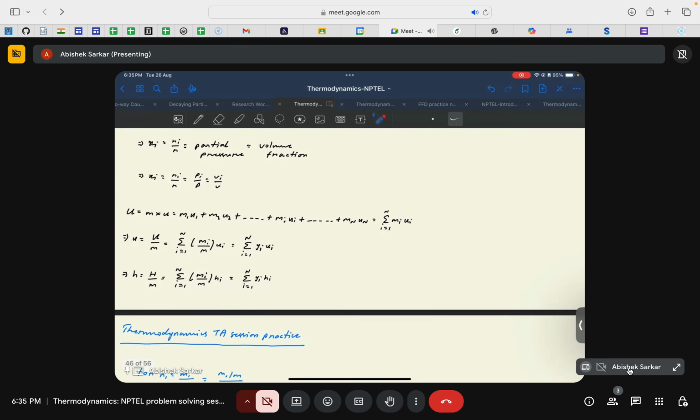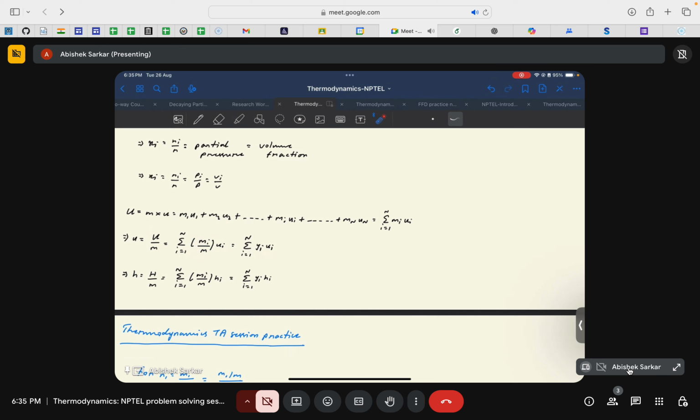Similarly, if you write the specific internal energy u, this is equal to capital U by M, and we know that U is the summation of Mi ui. So if we consider Mi ui divided by M and consider this fraction, it gives you Yi. From that you can write u is equal to the summation of Yi ui, where this is the small u, and the summation goes from i equal to 1 to capital N.